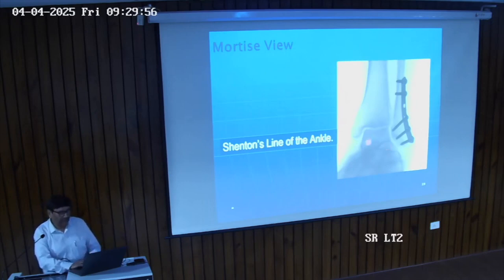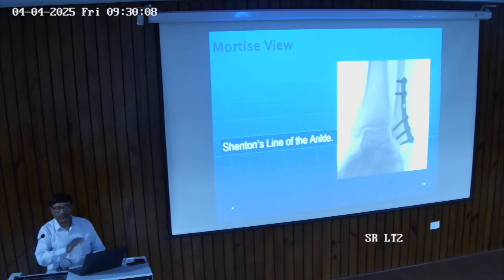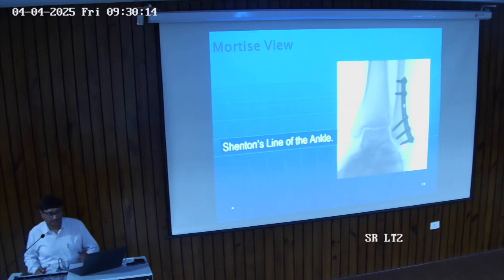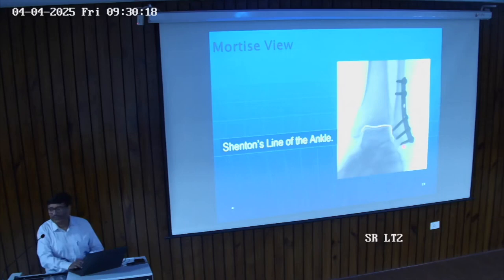Similarly, this Shenton line is drawn by drawing a line along the articular surface of the tibial plafond, which goes on to the lateral malleolus. So this makes a smooth curve. And you have to evaluate whether this smooth curve is broken or not. If it is broken, that means there is talar shift. So this is the smooth line. It is maintained here.